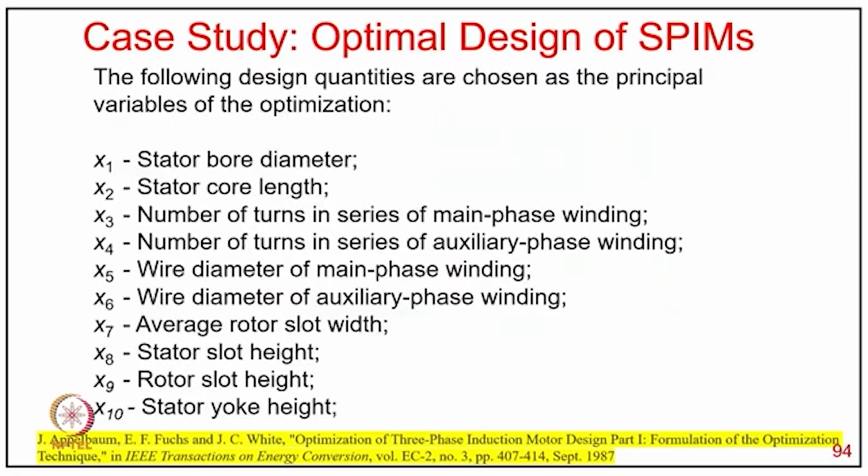Now the following design quantities are chosen as principal variables in the optimization: x1 as the stator bore, x2 as the stator core length, x3 the number of turns in series of the main winding, x4 the number of turns in series of the auxiliary winding, x5 the wire diameter of the main phase winding, x6 the wire diameter of the auxiliary phase winding, x7 the average rotor slot width, x8 the stator slot height, x9 the rotor slot height, and x10 the stator yoke height.